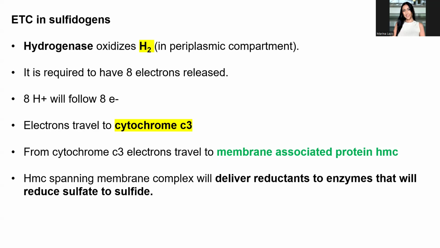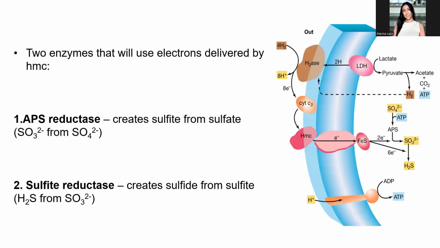So which are those two enzymes that will use electrons that are delivered by this spanning HMC protein? There are two important enzymes that you will have to know: APS reductase and sulfite reductase. APS reductase forms sulfite from sulfate, from SO4 you get SO3, and sulfite reductase, from SO3 you get H2S. Sorry, it's good. I didn't make a mistake.